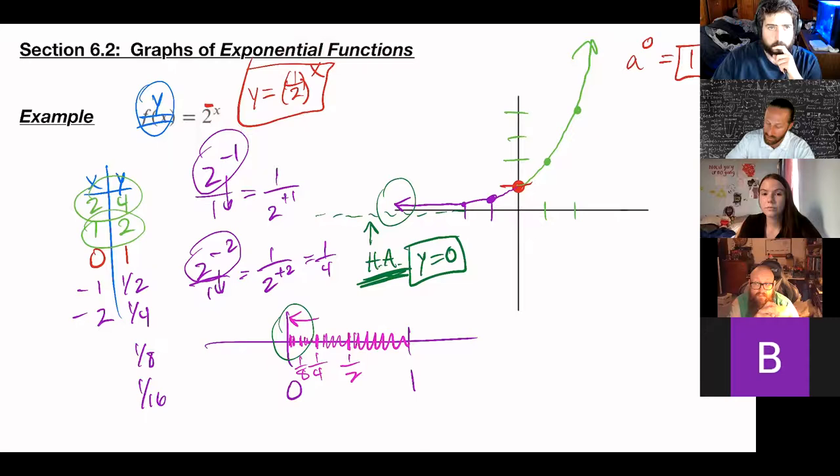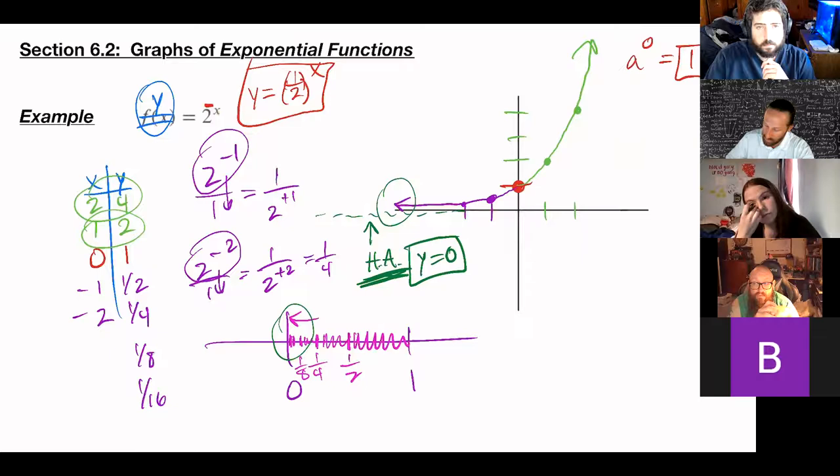And remember what we said when our base is less than 1? What do we say it would be if our base is less than 1? Decreasing, right? Very good. Now notice when our base was bigger than 1, from left to right, as my x's got bigger, my y's got bigger, didn't they? So this is what is called an increasing graph from left to right.